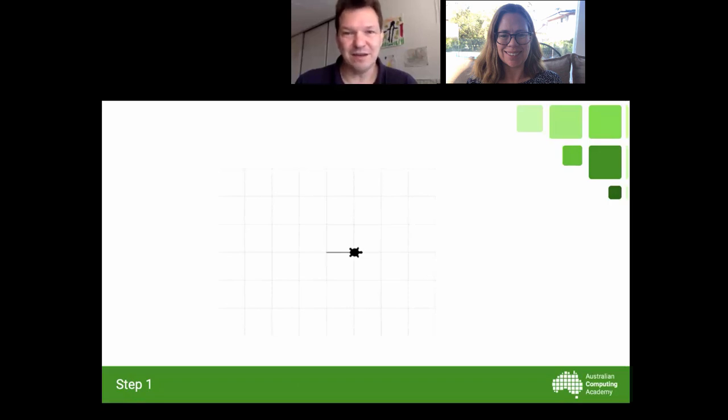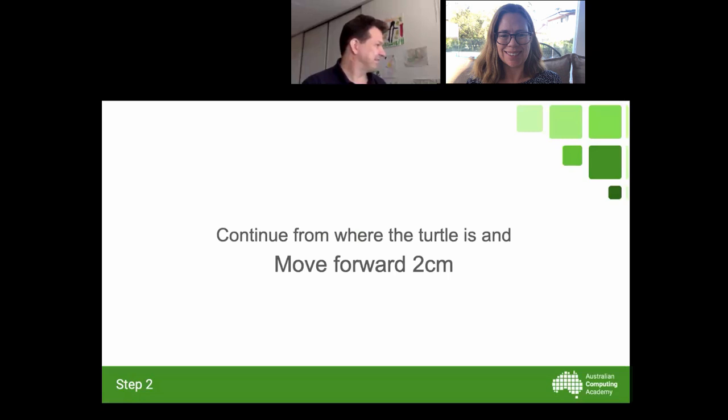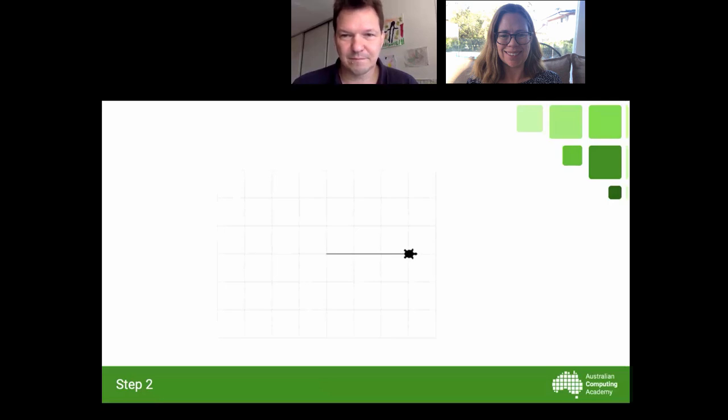Then, Nicola. Hello. Okay, so the next instruction, everybody, keeping your pencil where it was, continue from where the turtle is and move forward by 2 centimeters this time. Give me a moment to do that. Okay, everyone got that? Let's have a look and see where our turtle is up to now. Excellent. So far 3 centimeters forward. Good work, everybody. If you're just joining the call, we're just doing a little activity with a pen and paper. It's okay if you don't have a pen and paper with you. You can follow along, and we have another activity shortly that you can join in with too.